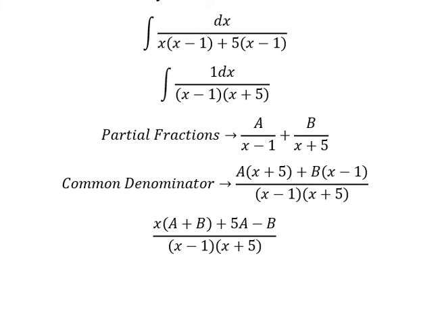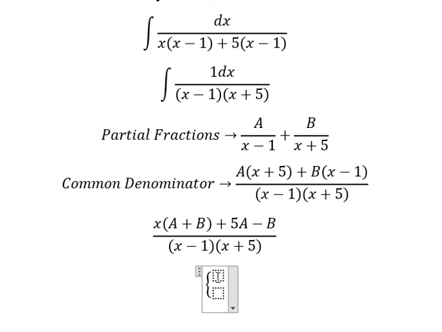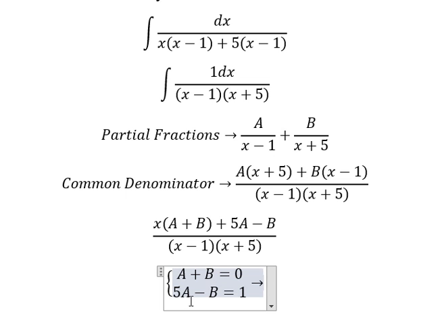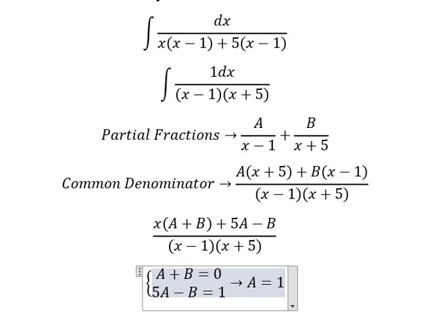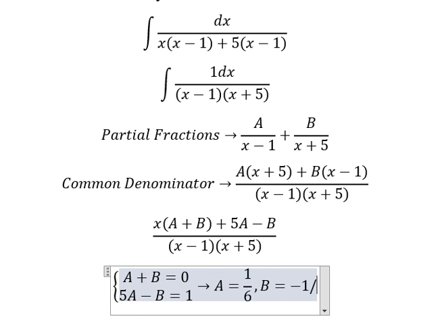So we can create a system of equations. a plus b equals 0, 5a minus b equals 1. And now we need to find the solution of a and b. So a equals 1 over 6, b equals negative 1 over 6.